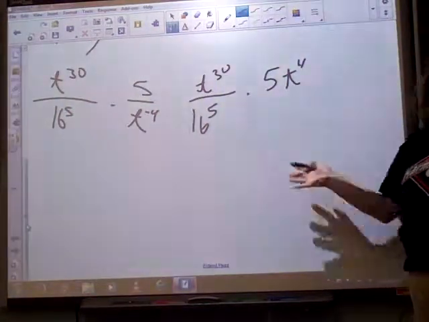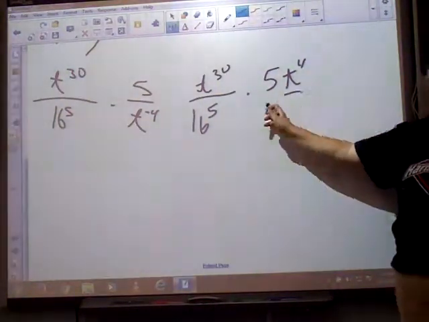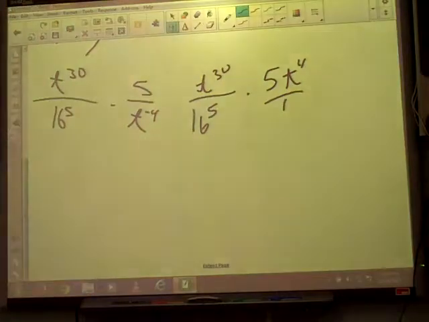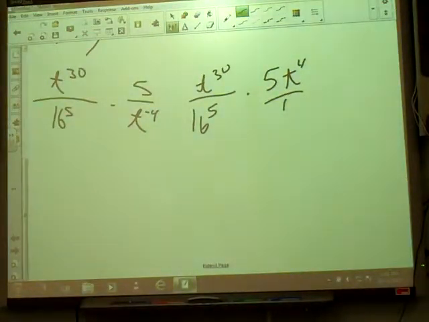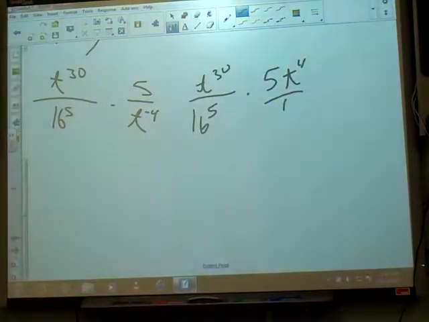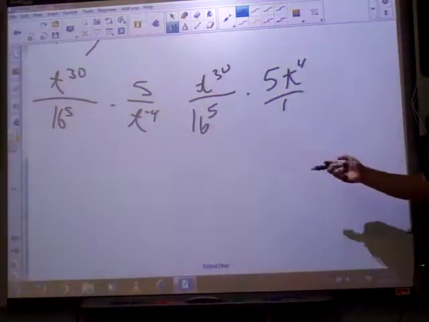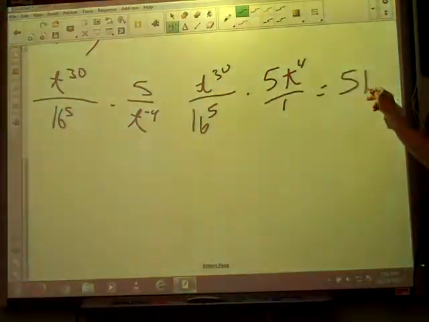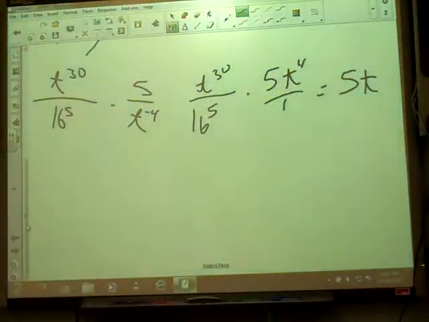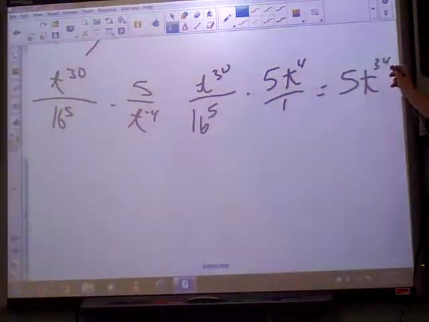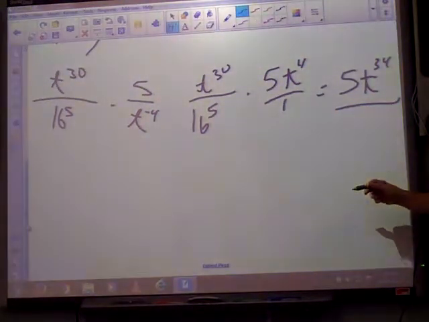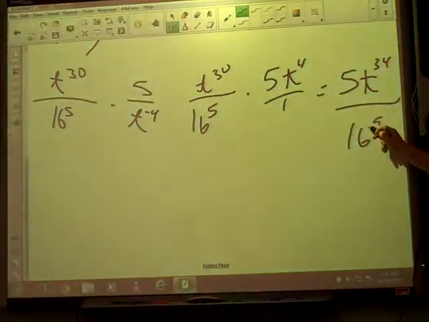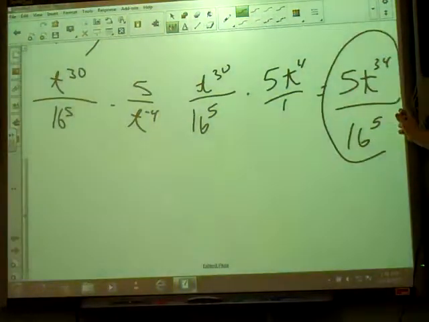And if you need to write that over something because that looks yucky there, it's all over 1. Now, multiplication of fractions, multiply straight across the top, straight across the bottom. So on the top, I got 5 times 1 on those coefficients. And then what do I do with the powers of the t when it's multiplied? Add them, so 30 and 4. On the bottom, I got 16 times 1, and it's still got a 5th.